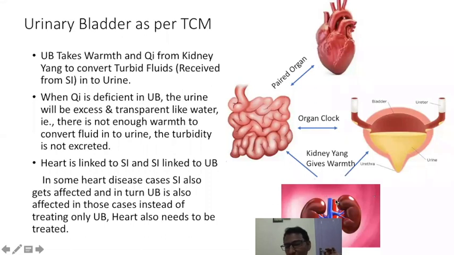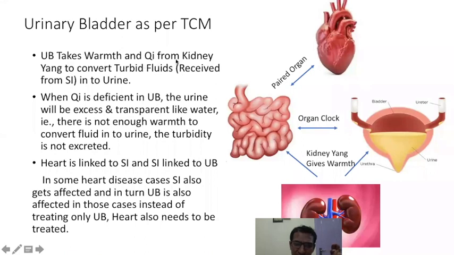The kidney has two things, yang and yin, and also has ki. So the yang is the warmth. It gives that heat energy to these two organs, the small intestine and the urinary bladder. Based on that warmth, the water which comes here gets converted into urine. That is the statement given by TCM.